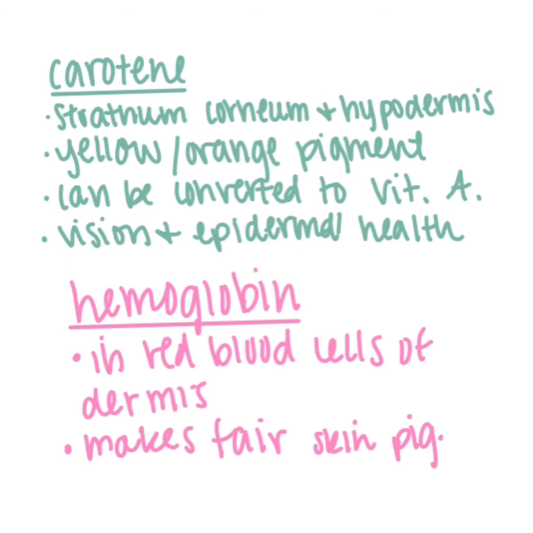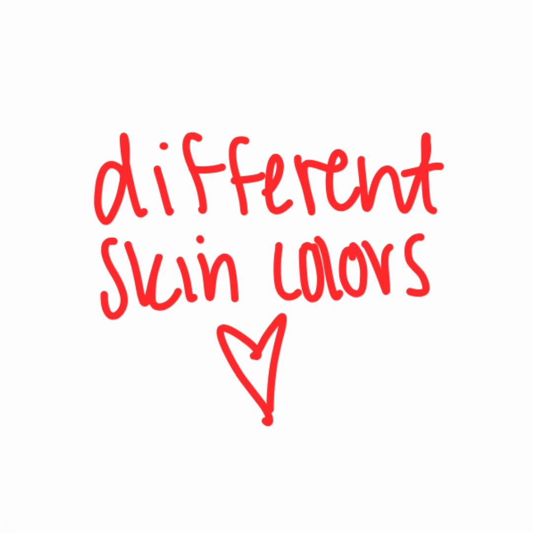It can be converted to vitamin A, which is helpful for your eye health, your vision, and your epidermal health. And hemoglobin is found in the red blood cells of the dermis, and it makes fair skin pink. On the outside, skin color looks completely different, but really it's all made of melanin and just how much you have of it in your skin.